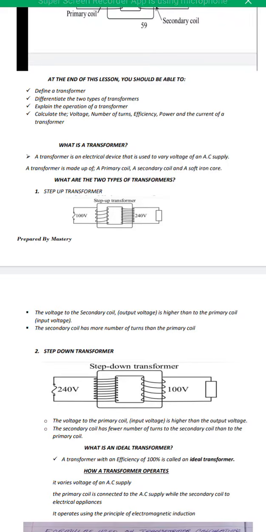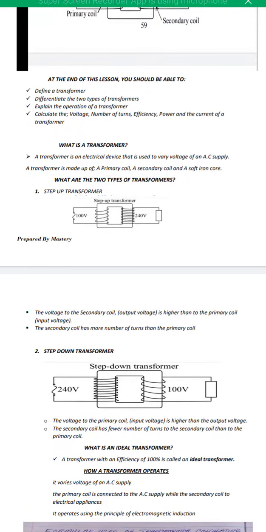We move on to the ideal transformer. What is an ideal transformer? A transformer with an efficiency of 100% is called an ideal transformer. If a transformer is working at 100%, it means it has no losses in power. Hence, it is qualified to be called an ideal transformer.